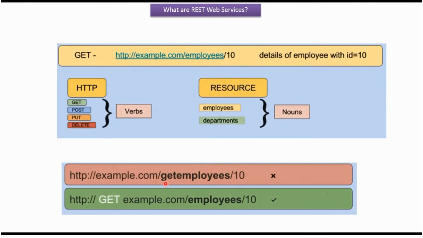And here you can see the URL example.com/getEmployees/10. This is not a proper way in REST, because getEmployees is an action, not a proper noun. And this is the proper one. Employees is the resource name, and the get method we are using.